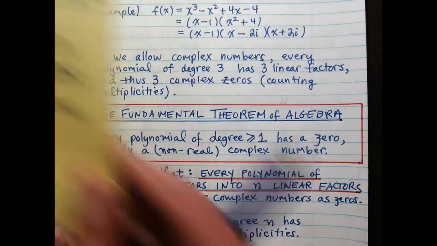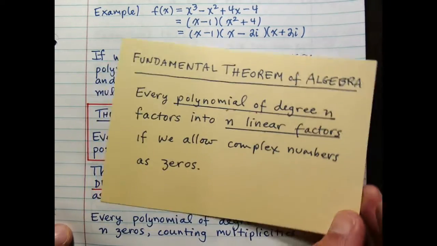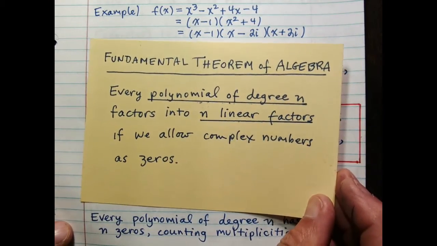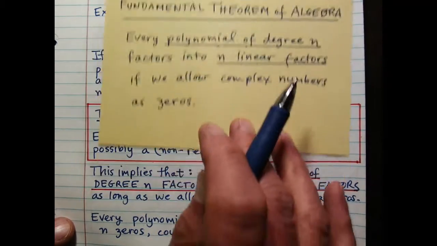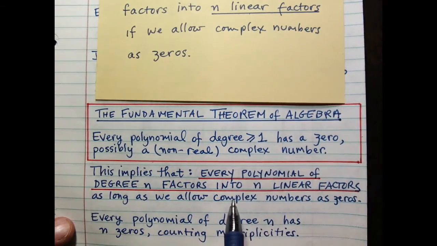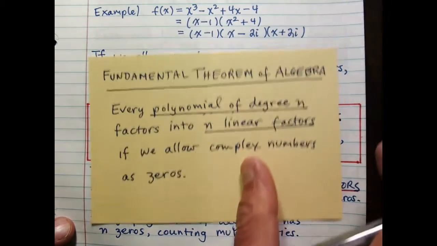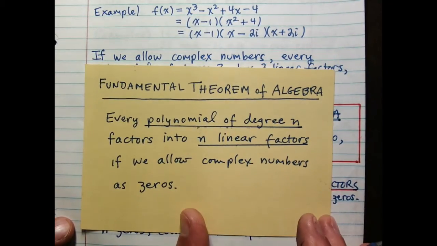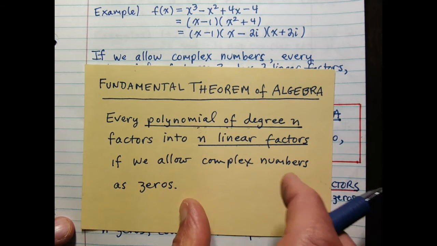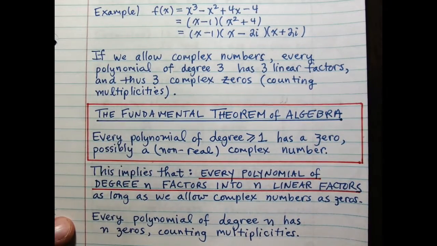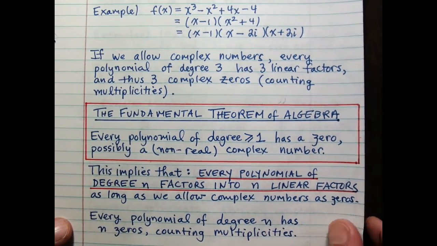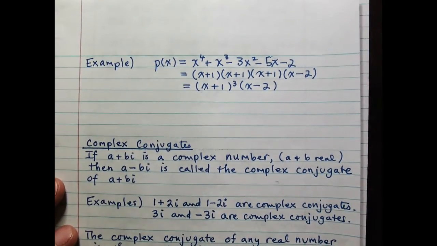So just before we go on, I made a yellow card because I think this is an important theorem. And yet what I've highlighted here is not what I put in the box, but what I underlined in red below it, that every polynomial of degree n factors into n linear factors if we allow complex numbers. That's really the powerful result of the fundamental theorem of algebra. So let's look at an example.